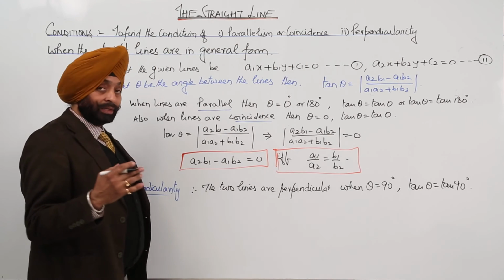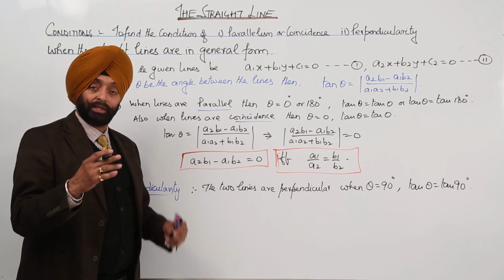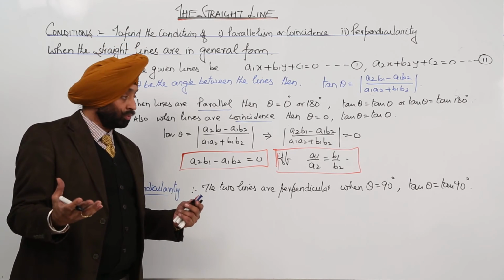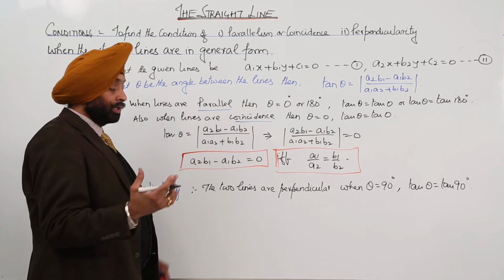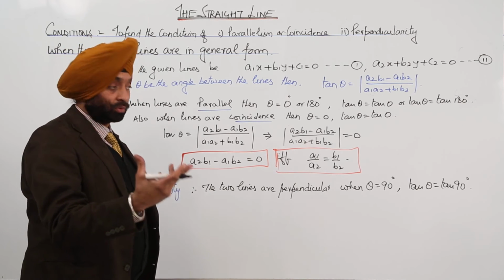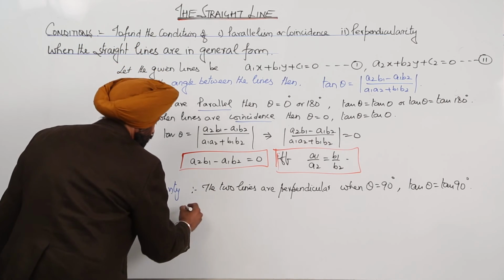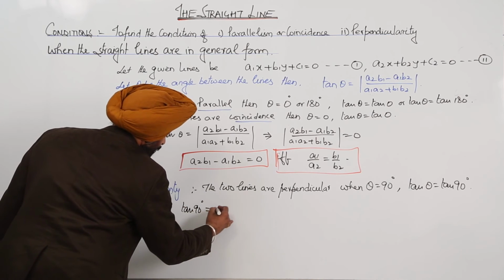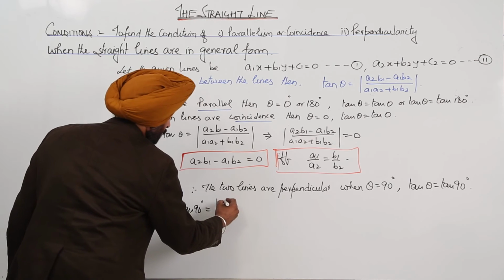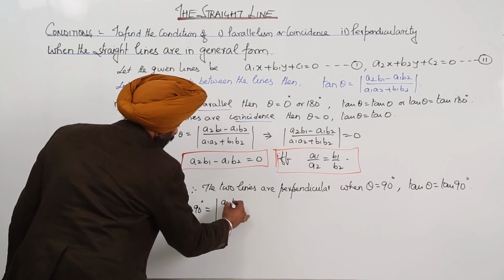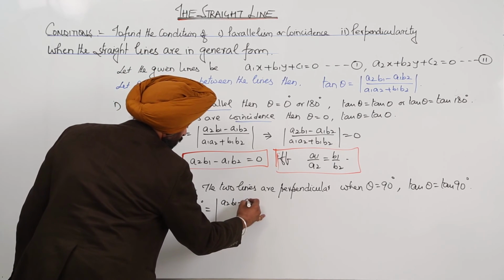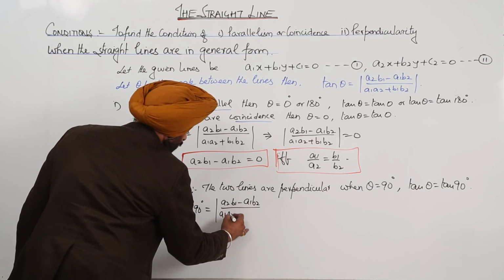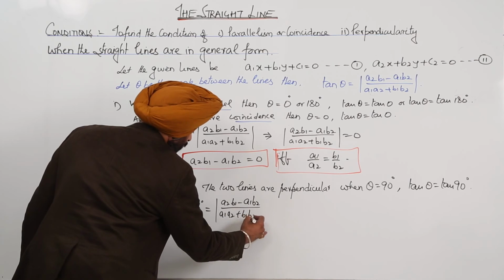Now when tan 90 degrees, we know that tan 90 degrees basically is what? That is undefined. Okay. So what are we writing for it? Denominator becomes 0. Okay. Now, tan 90 degrees is equal to a2b1 minus a1b2 upon a1a2 plus b1b2.